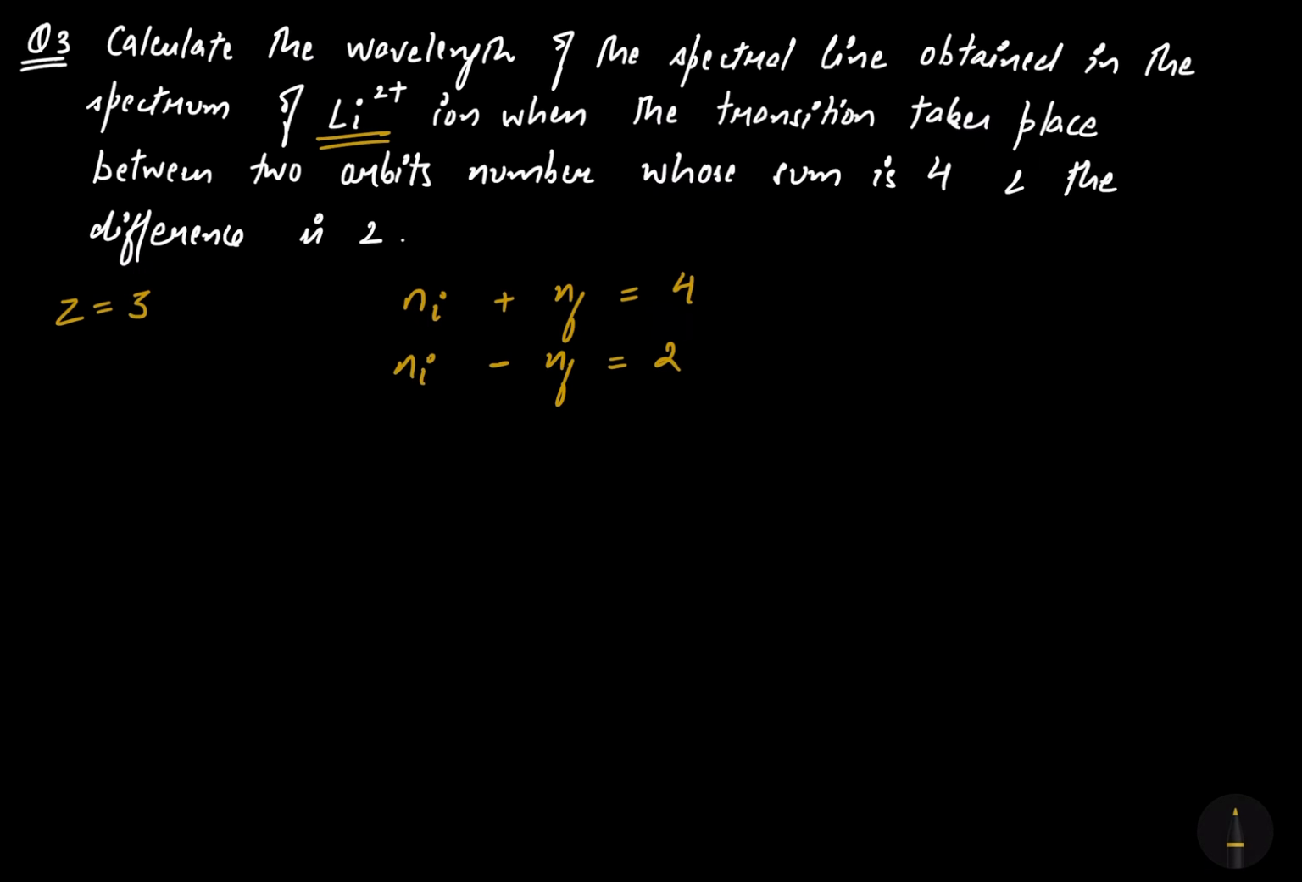Now n initial minus n final, their difference is 2. So adding these, it comes out to be 2 n initial equals 6, and n final comes out to be 1. And now the n initial comes out to be 3. So I got the n initial and the n final. Now I'm putting the formula.